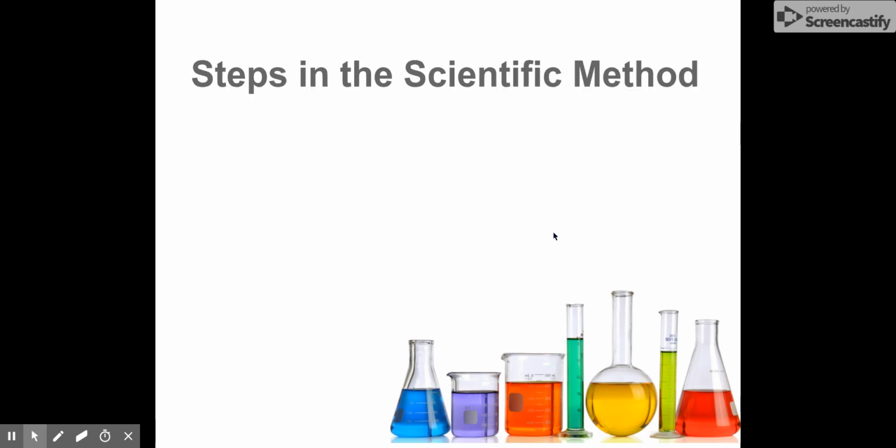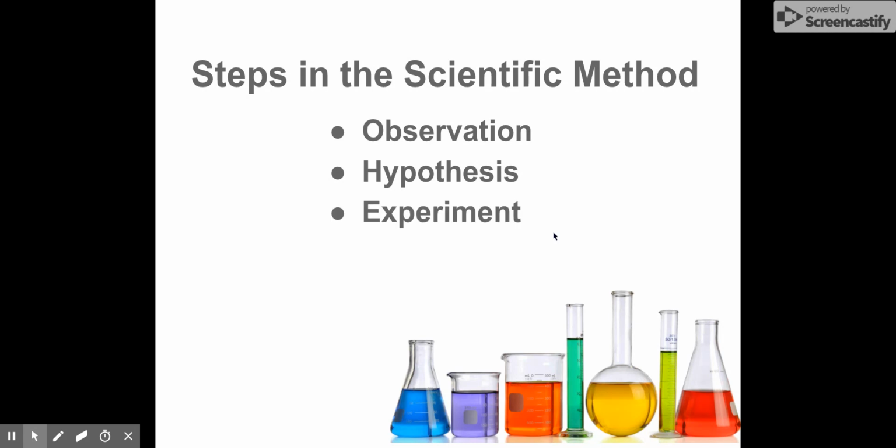The steps in the scientific method are there's an observation, there is a hypothesis, there is an experiment, an analysis, and a conclusion. Sorry, guys, it's early morning. So these are the 5 steps to the scientific method. So remember these, something that you'll need to know later on this week.